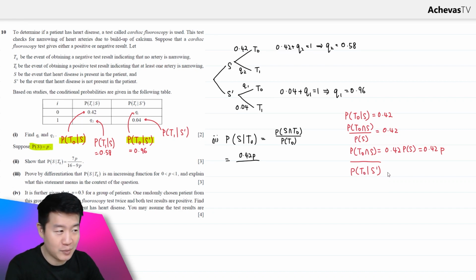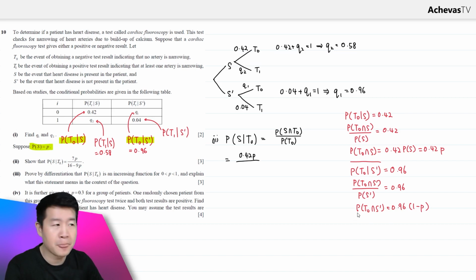So this, which I'm writing down now, is equal to Q1, and we have found out that Q1 is 0.96. So this is P of T0 and S prime divided by the probability of S prime. This is equal to 0.96. So P of T0 and S prime is equal to 0.96 multiplied by the probability of S prime, which is 1 minus P.